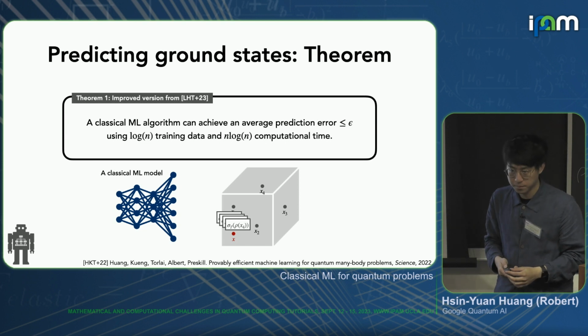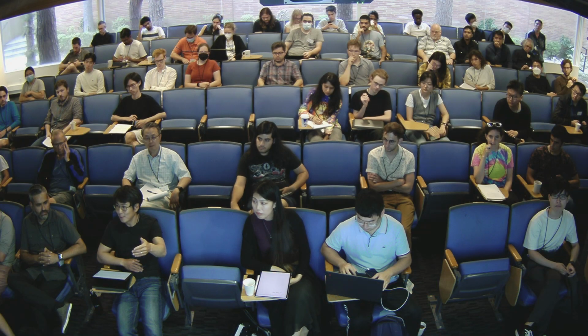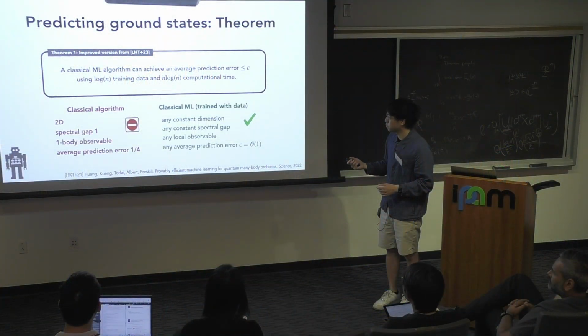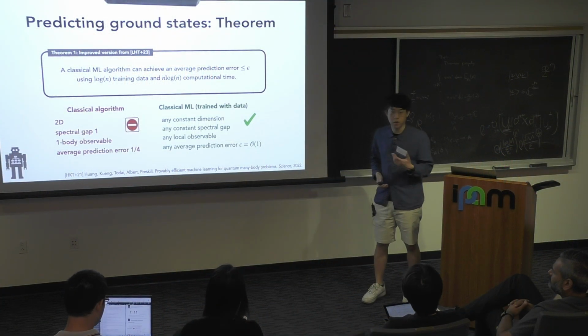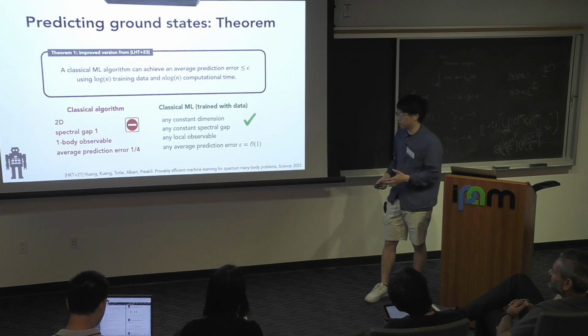Right. I wonder whether it's a little unfair, because to train with the data, you need the ground state, which is the hardest part. I agree. So there's definitely a difference. This result is trained with data, but normal algorithms are not trained with data.